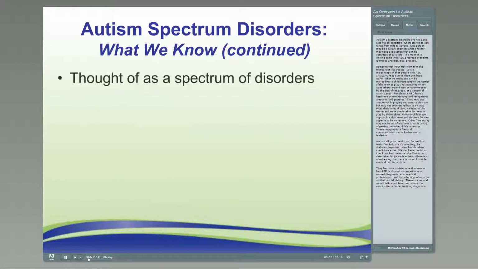Autism spectrum disorders are not a one-size-fits-all condition. Characteristics can range from mild to severe. One person might be a NASA engineer, while another may need assistance with simple activities of daily life. The manner in which people with autism spectrum disorders progress over time is a unique and individual process.